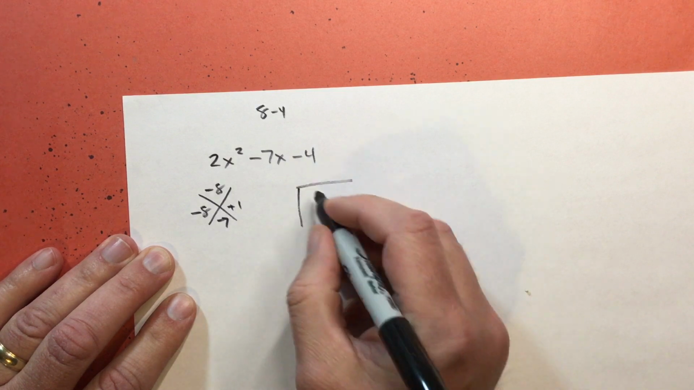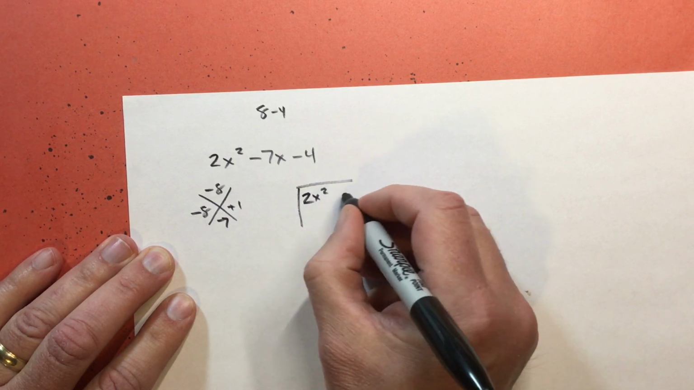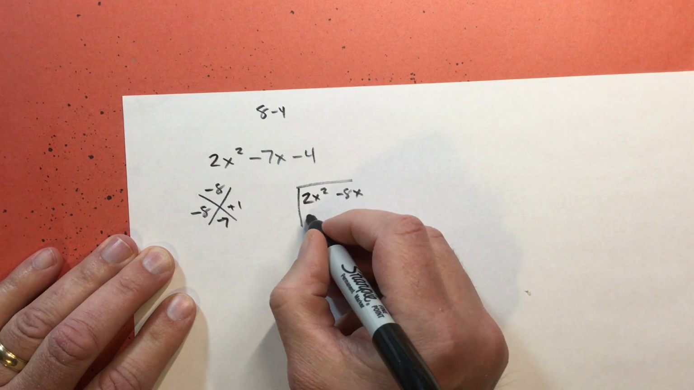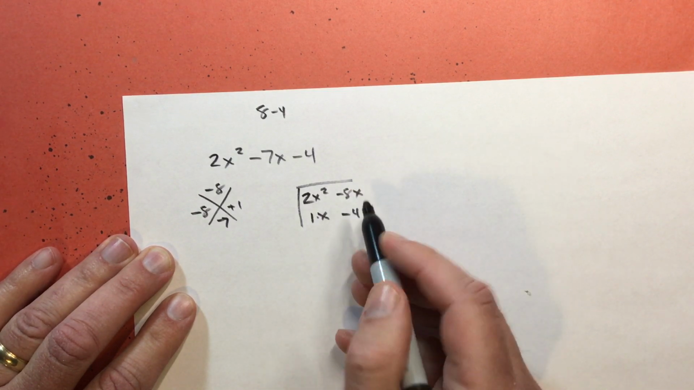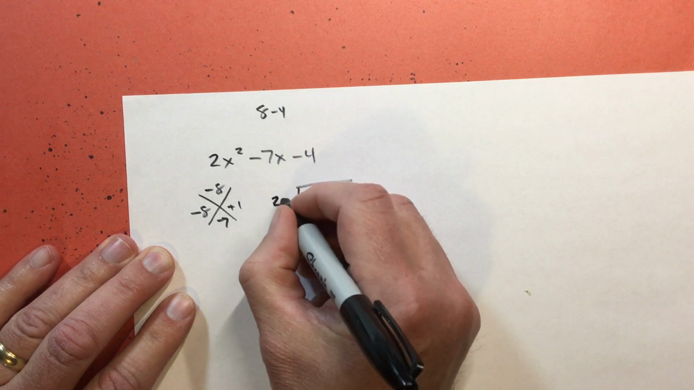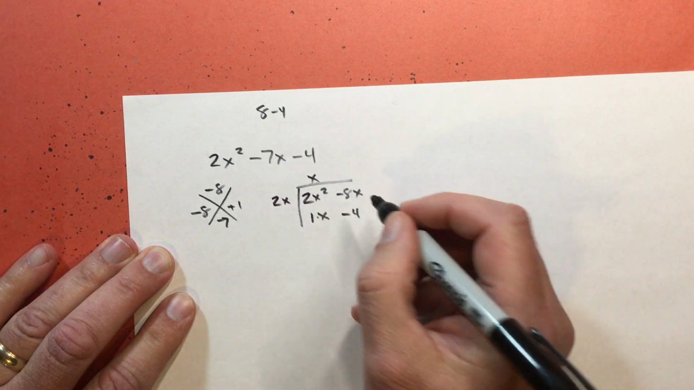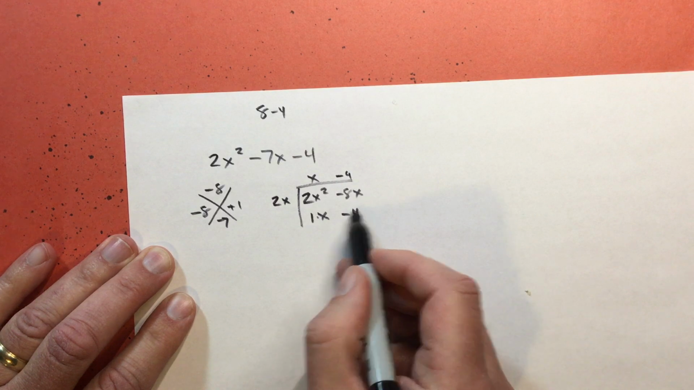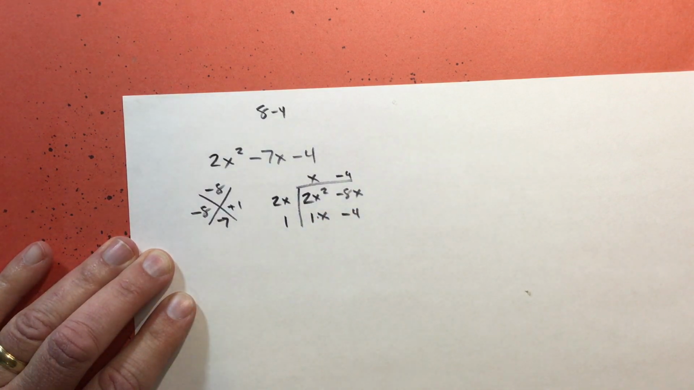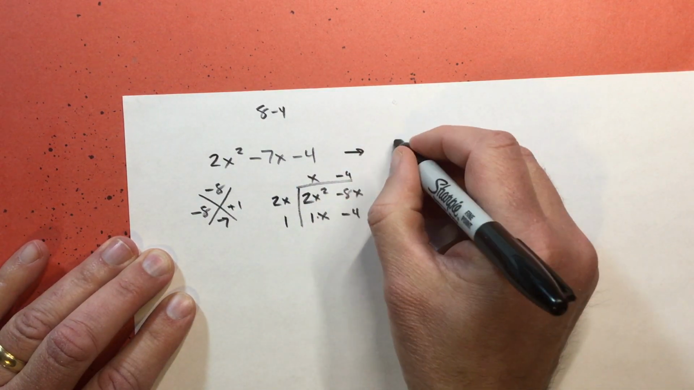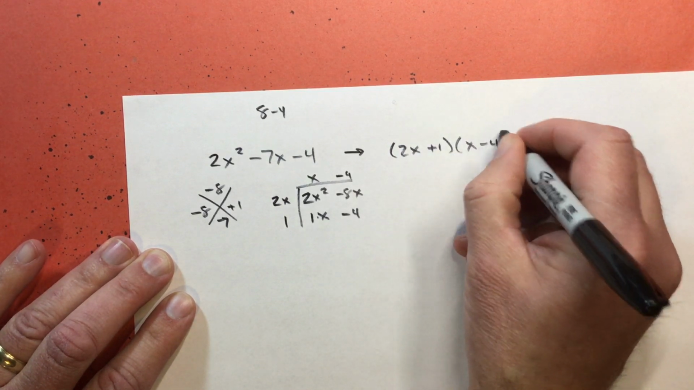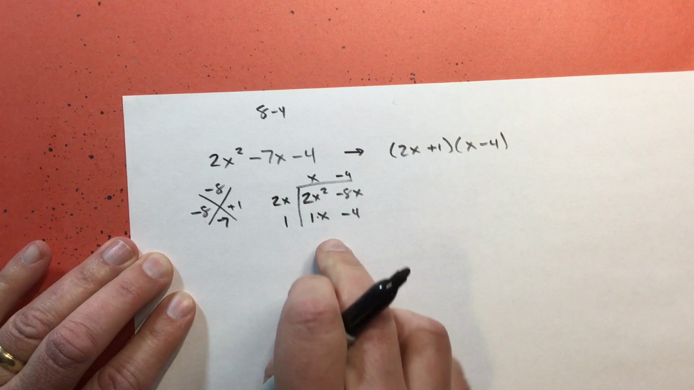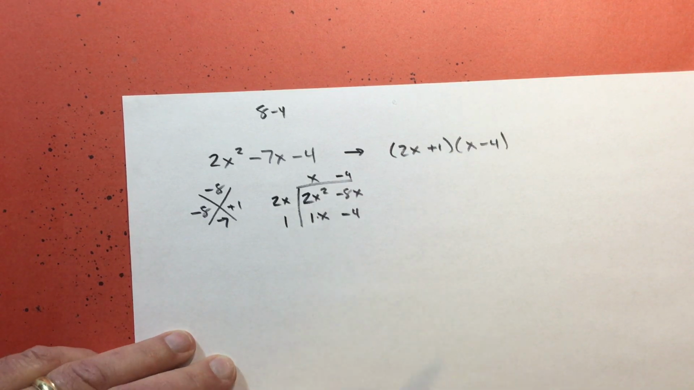My multiplication chart has 2x squared, subtract 8x, 1x, and negative 4. Factor across the top, I get 2x. That leaves the other x. That leaves negative 4. Factor across the bottom, I just have 1. So this is going to factor into 2x plus 1 times x subtract 4. This is Algebra 1 stuff. That's why I'm doing it fast.